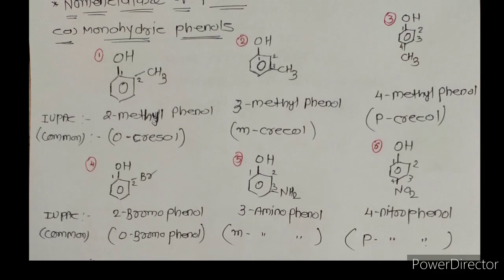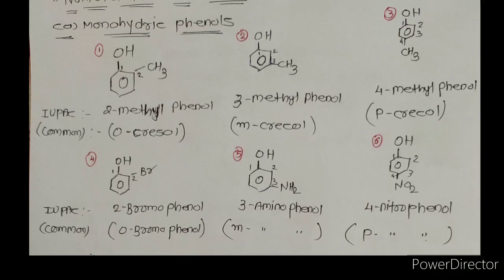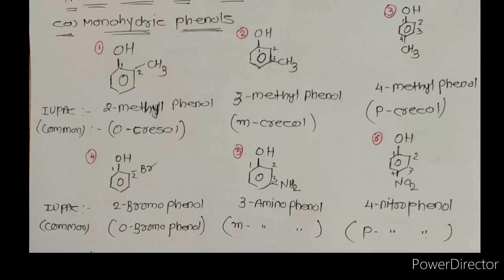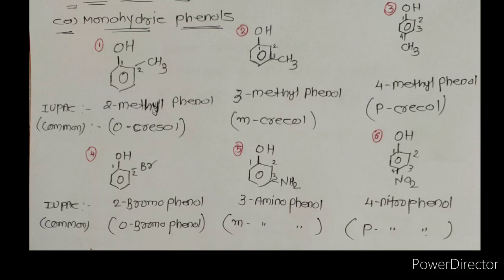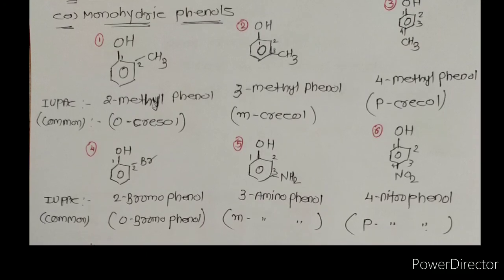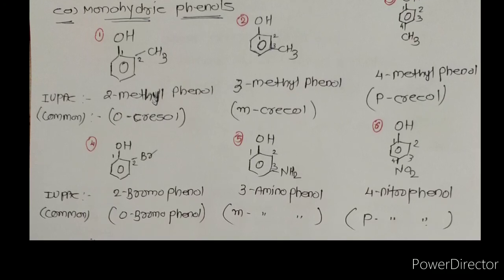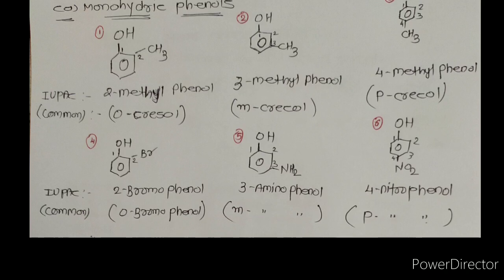Fourth compound: a benzene ring which contains OH and Br at the second position. So its IUPAC name is 2-bromophenol, and its common name is orthobromophenol. Here the bromine group is present on the ortho position, hence it becomes orthobromophenol.